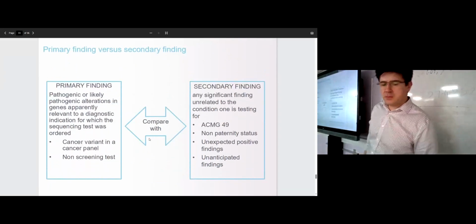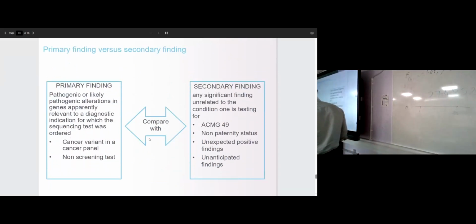There's also another concept I want to bring forward. One of them is what we call primary finding. Whenever you analyze the genome of a patient, you are looking for, let's say, cystic fibrosis. So you look at the cystic fibrosis gene, and then you try to see if there are any pathogenic variants. That would be the primary finding, whether the reason for which the genome sequencing was indicated is ascertained or not.